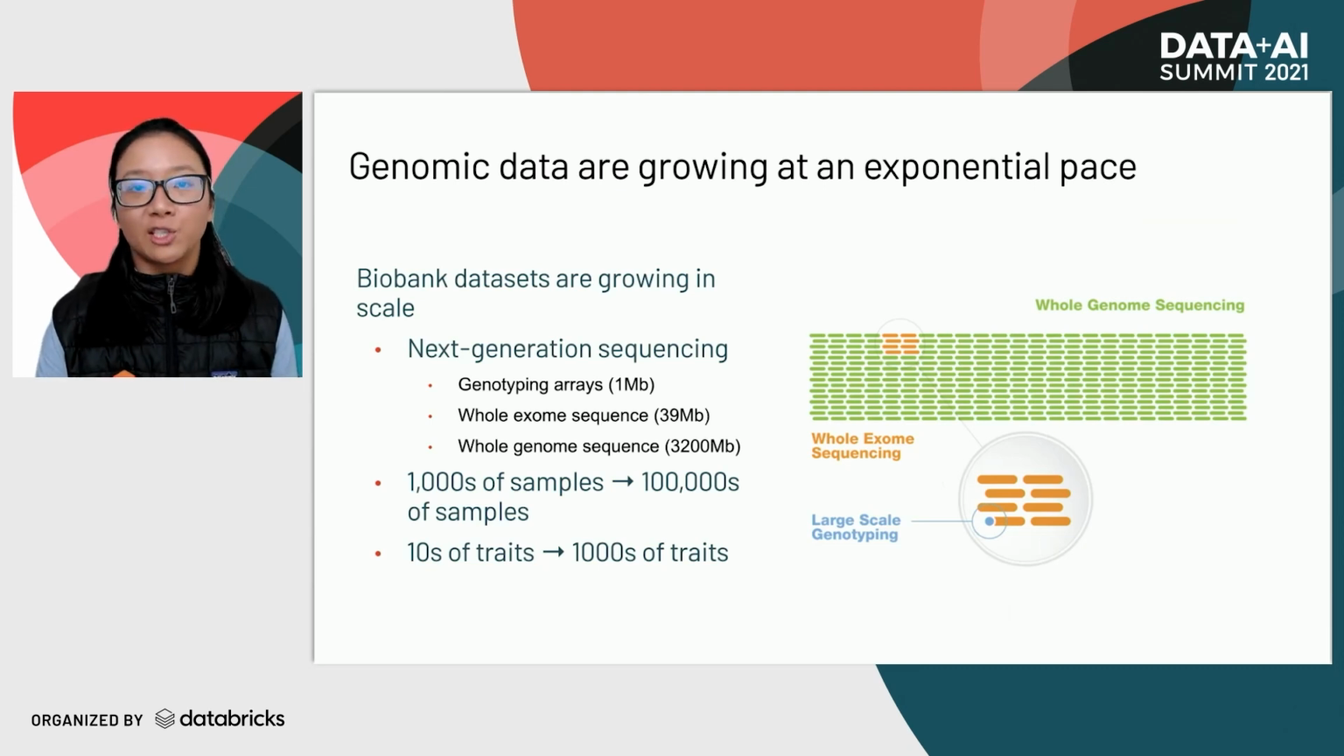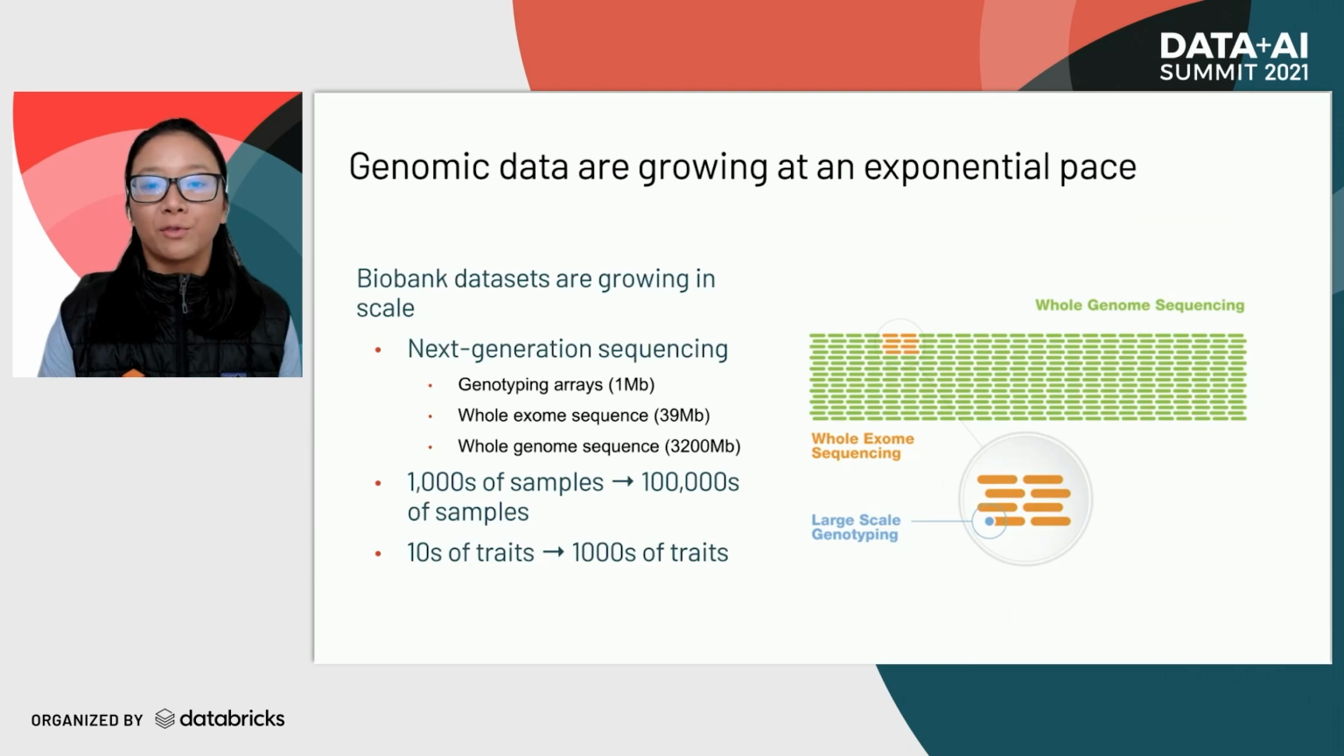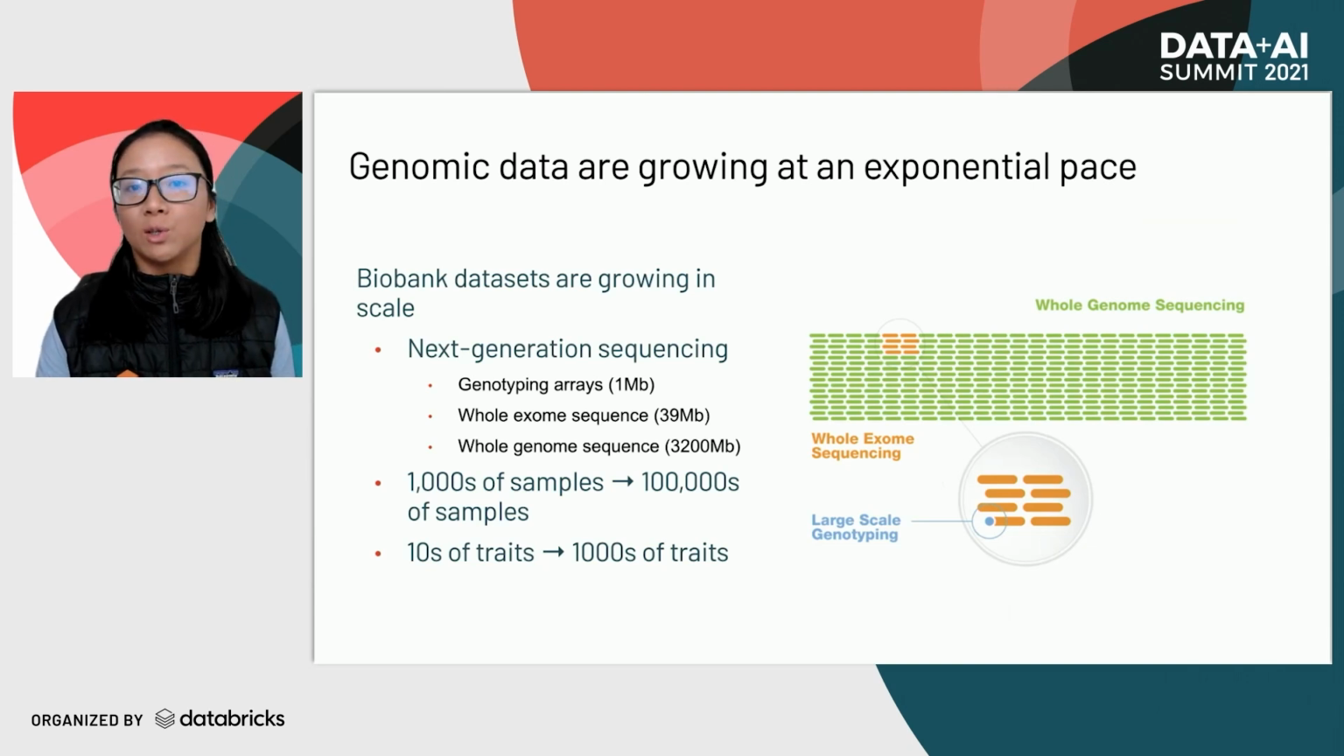Another factor is the sheer number of individuals who have been sequenced. One of the first major studies was the 1,000 Genomes Project, which involved sequencing thousands of individuals. Today, biobanks often include hundreds of thousands of individuals, with some even approaching the 1 million individual mark.